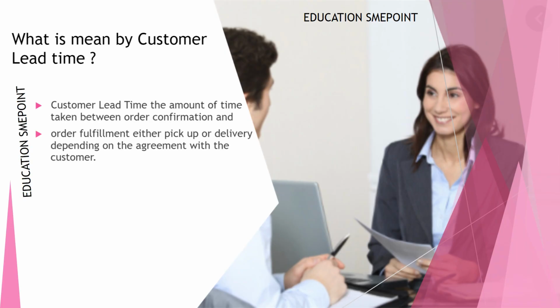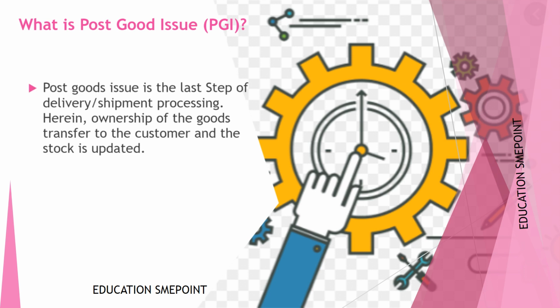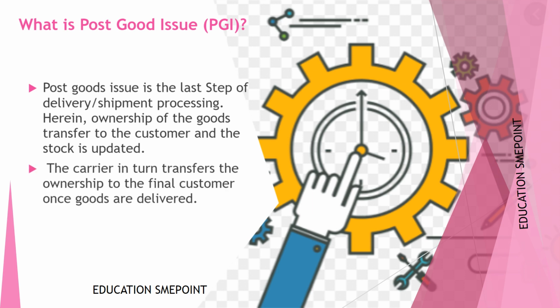What is meant by customer lead time? Customer lead time is the amount of time taken between order confirmation and order fulfillment, either pickup or delivery, depending on the agreement with the customer. What is post-goods issue, PGI? Post-goods issue is the last step of delivery or shipment processing. Herein, ownership of the goods is transferred to the customer and the stock is updated. The carrier in turn transfers the ownership to the final customer once goods are delivered.